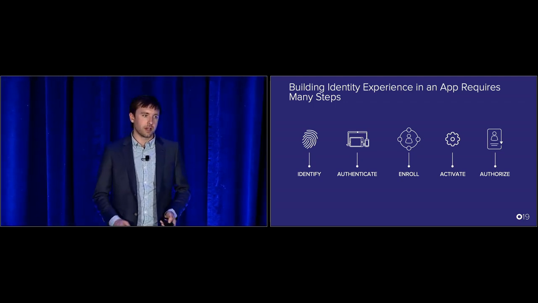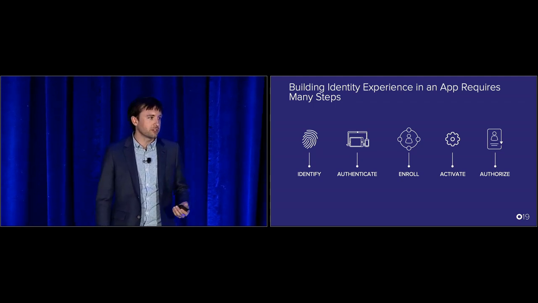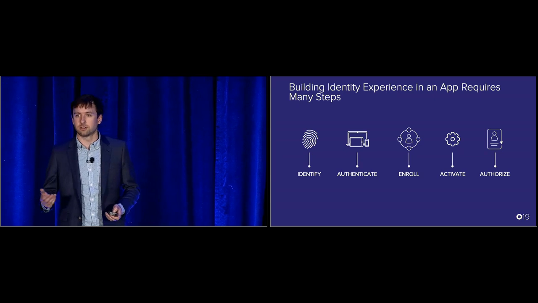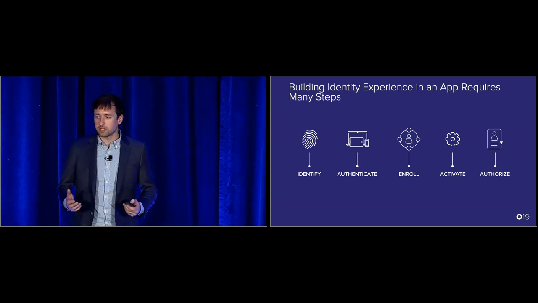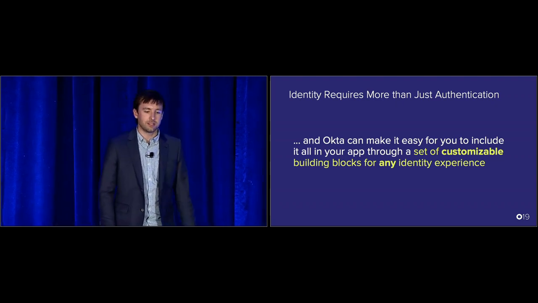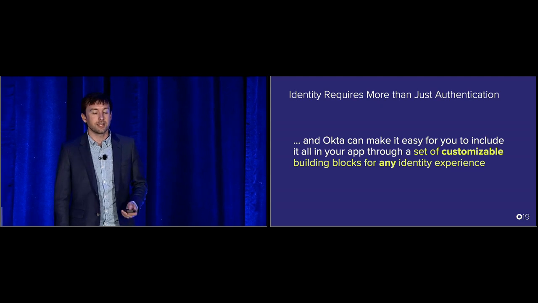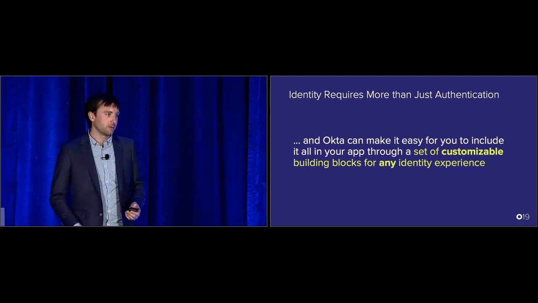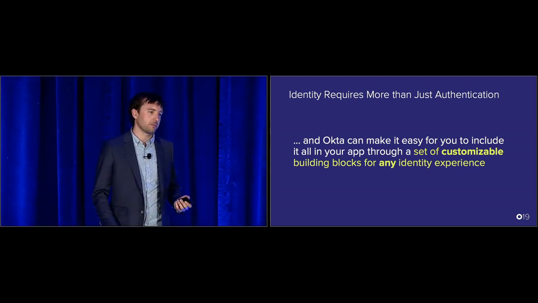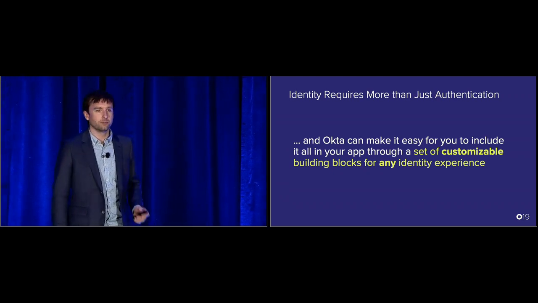And lastly, once you've got all of those steps completed, a user needs to be authorized to access either an application, a resource, an API, a server, something like that. And so really identity involves a lot more than just authentication. And Okta can help make it easy for you to include that all in your app through a set of customizable building blocks for any identity experience. Today we'll walk through what those different building blocks are and some of the recent enhancements we've made to make this a great platform for you and what we'll be doing in the future.